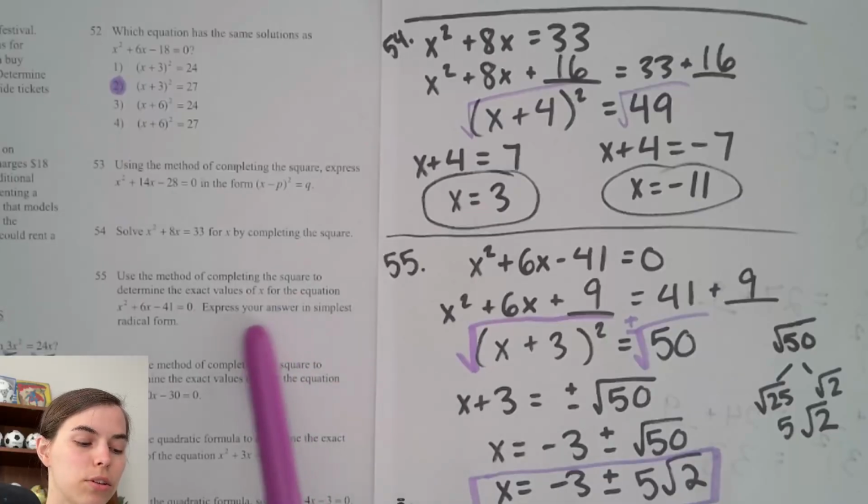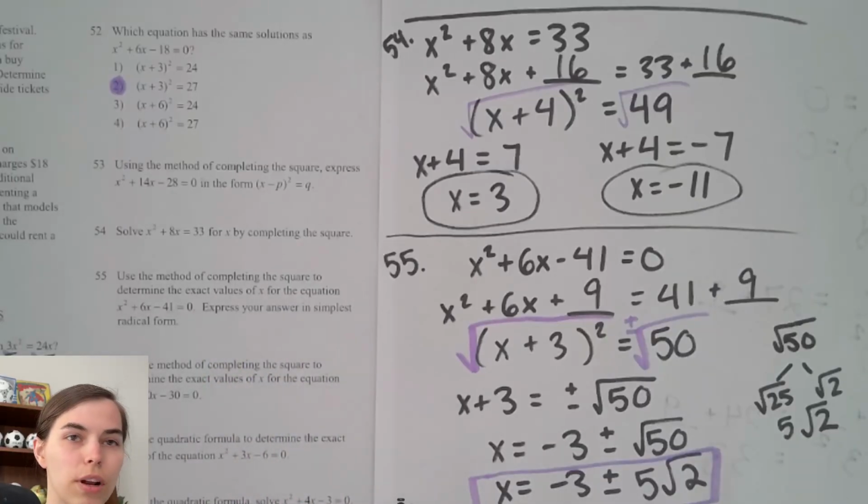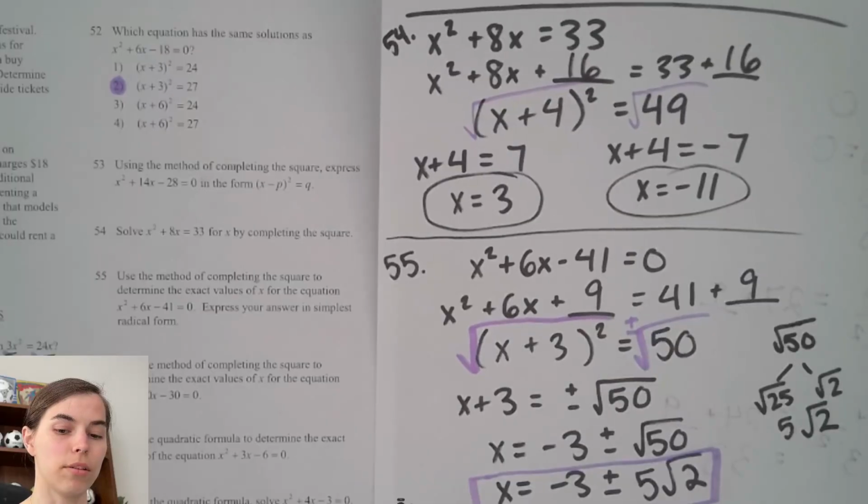Typically, you'll see them ask you to express your answer in simplest radical form. That kind of gives you a clue that you're not going to get a nice answer. Otherwise, you typically should get a good answer. So now we're going to do a few more with a different method of solving.